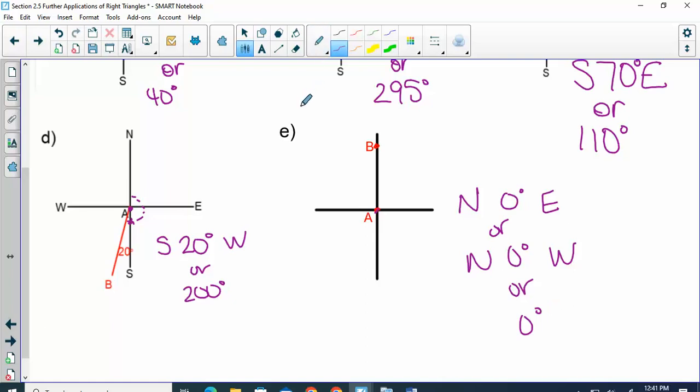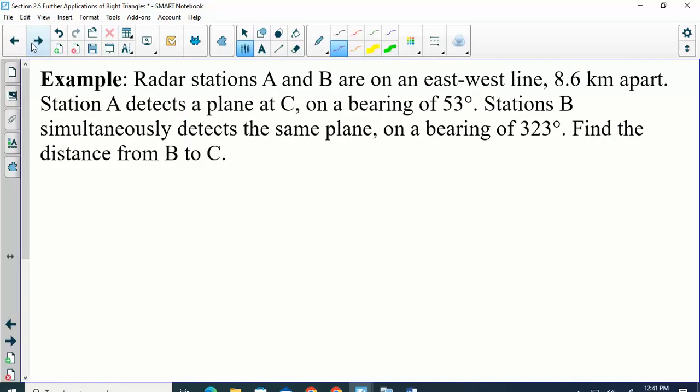The key to these problems is drawing a good picture. In order to solve anything, we know we have to have a right triangle to use trig functions. So we have to draw a good picture, and we have to figure out where the right angle is in our triangle. We can't just trust our picture to show us. We need to find it out for ourselves. So let's take a look at a problem.